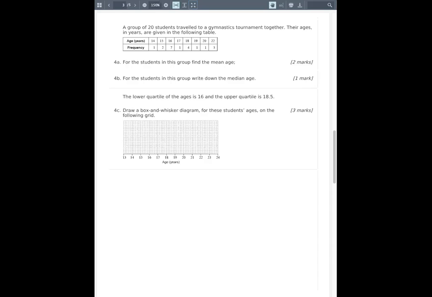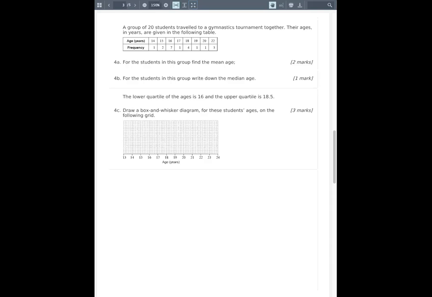Oh yeah, that's what I was saying. For the mean age, you want to write down the formula, which is x times y plus x times y plus x times y. For example, the first couple numbers would be 14 times 1 plus 15 times 2 plus 16 times 7. You just do that until you get all the numbers down, and you do that over 20. But instead of actually solving that, you could just use your calculator and say equals 17.5. Gotcha. Okay.